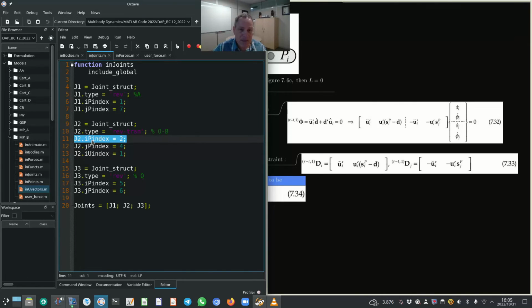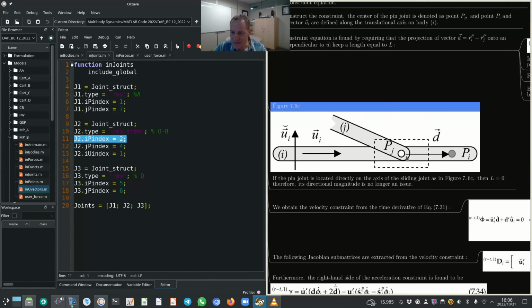The point P index in body I is 2, so that's specified. We have that. Now what about D? Now D is simply the vector originating at point P on body J, and going to point P on body I. So if we have point P on body J, which we have, this line of code here specifies it, and we have point P on body I, we automatically have vector D.